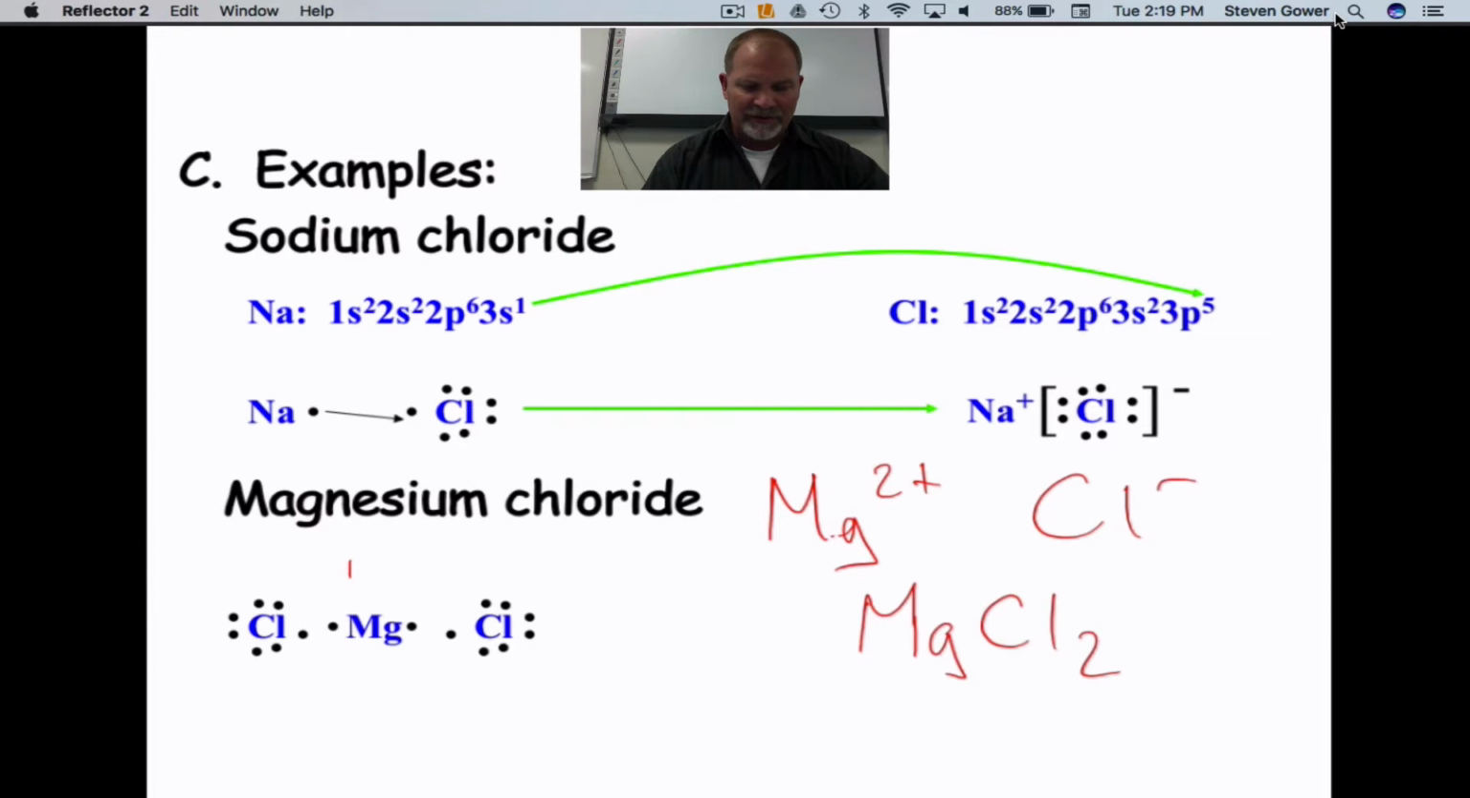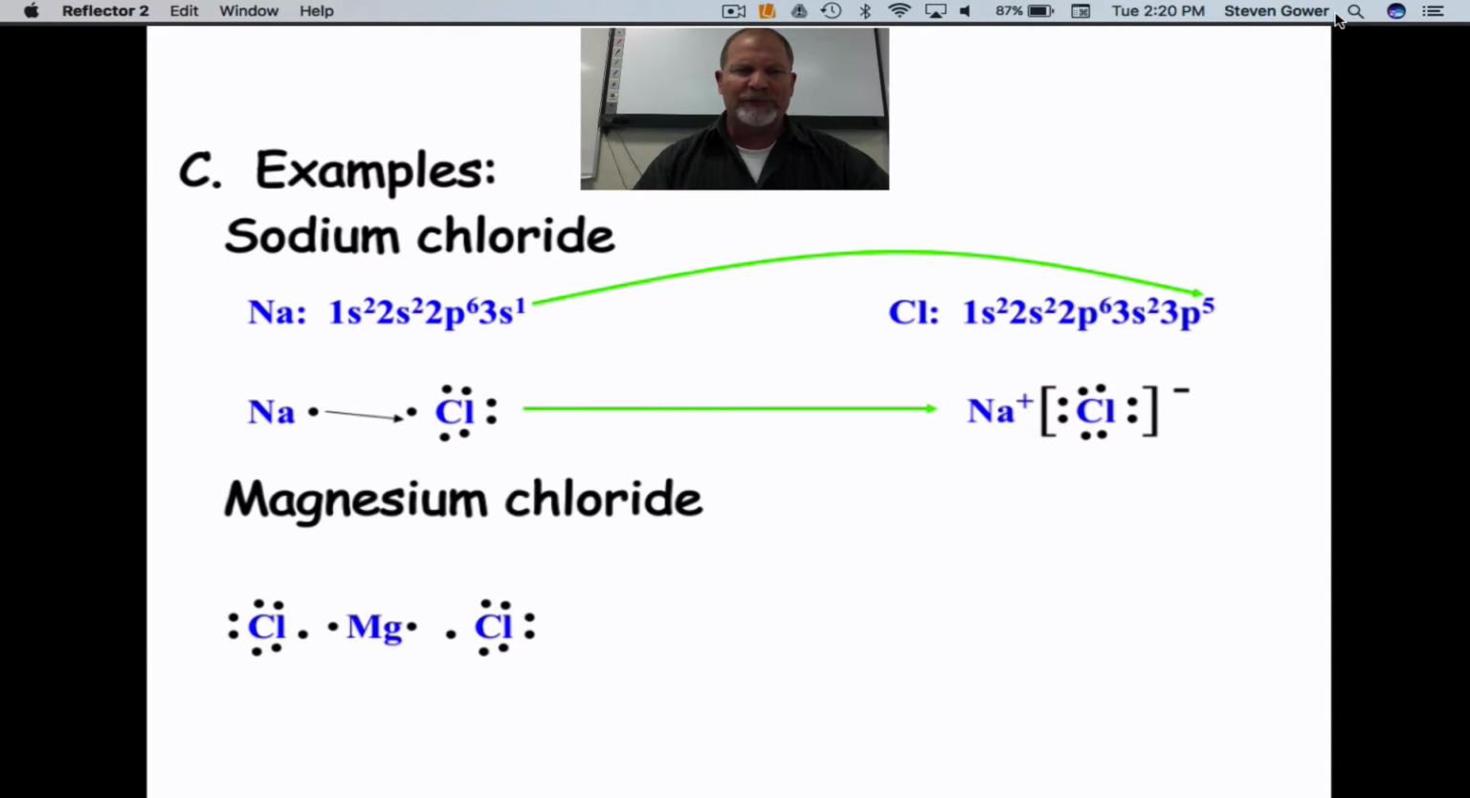So again, here I go, MgCl and Cl, so it's MgCl2. So we already knew that formula. We're just taking a closer look at what's happening. So we have a transfer of electrons on both sides.